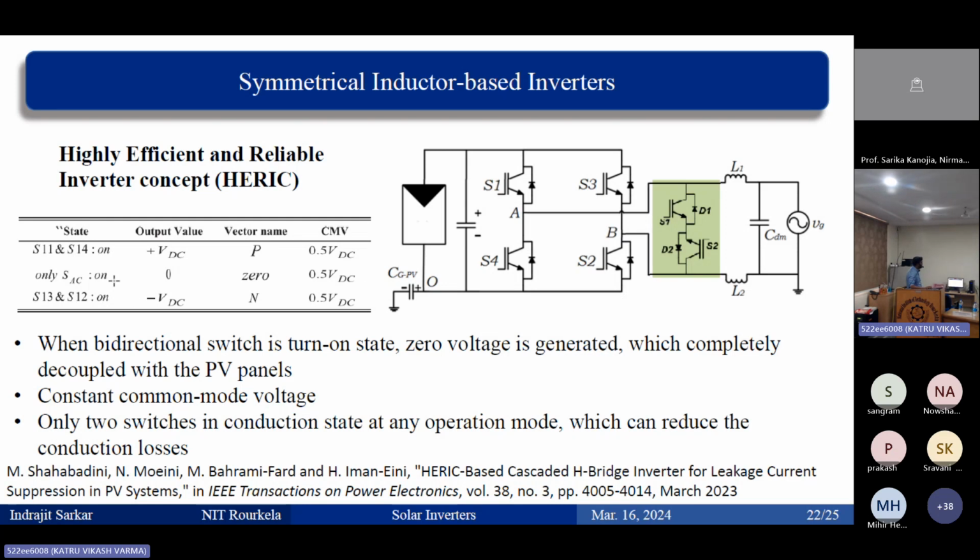If we see the switching states, here 1 and 4 are on, and here also I need to change it. When this switch is on, you can see that every time the common mode voltage is constant. The common mode voltage in all the cases is constant. The inductors are the same, so the differential mode voltage is 0, and the current component from the differential mode voltage is 0. And since the common mode voltage exists and is constant, there is no common mode leakage current.